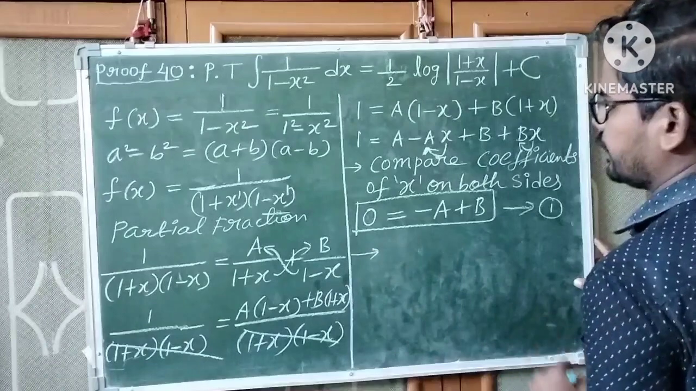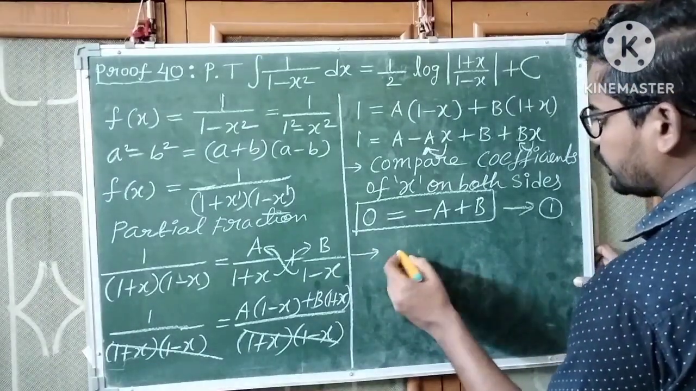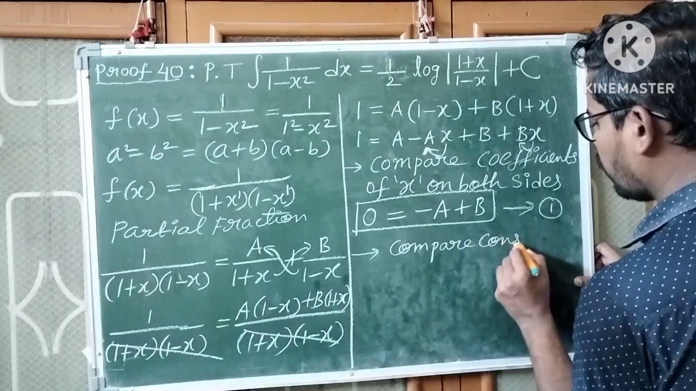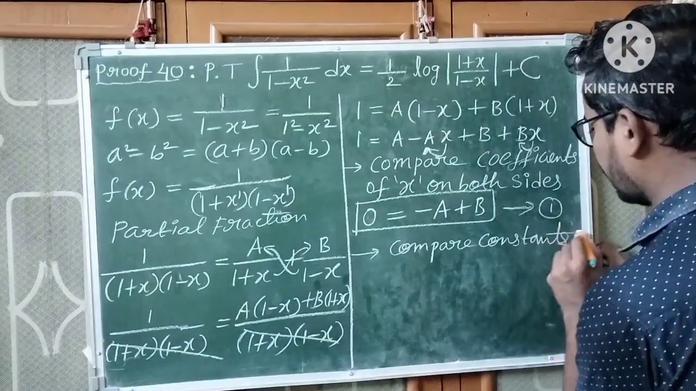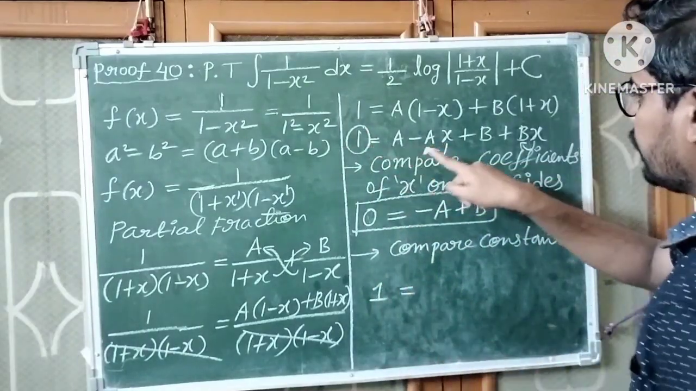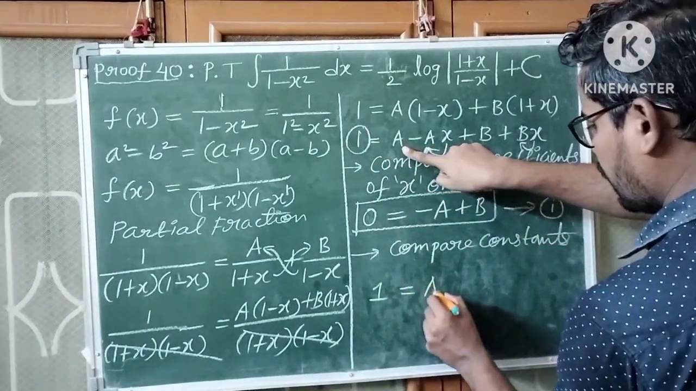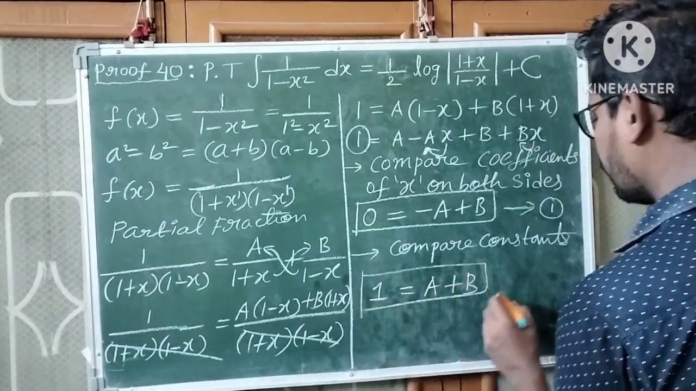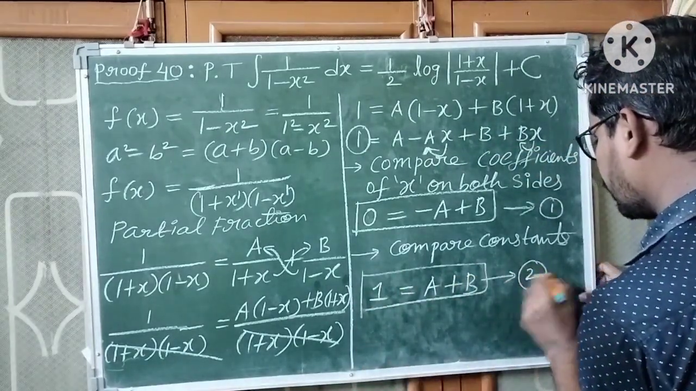Now next, compare constants on both sides. On the LHS we have the constant 1, and on the RHS we have a plus b. So by comparing constants we have got one more equation.